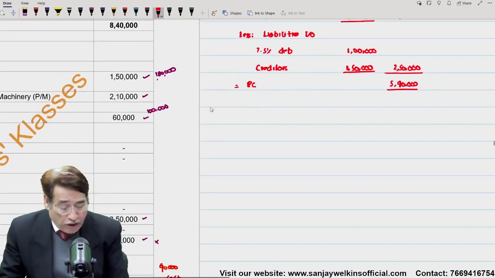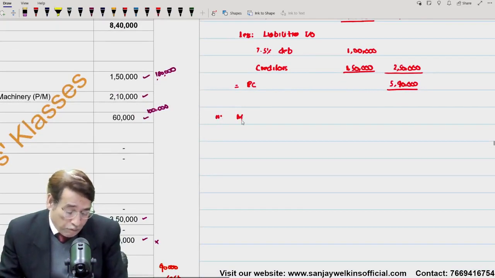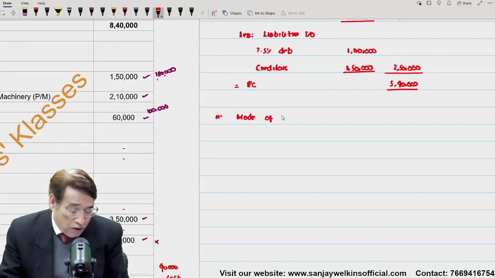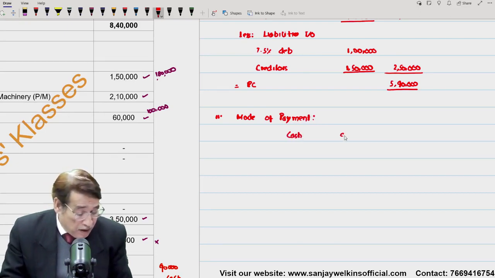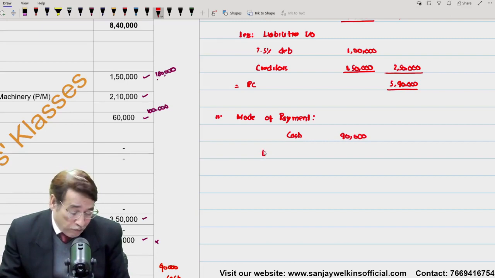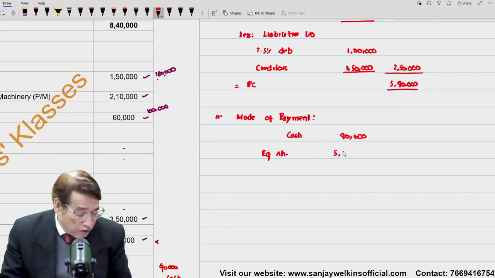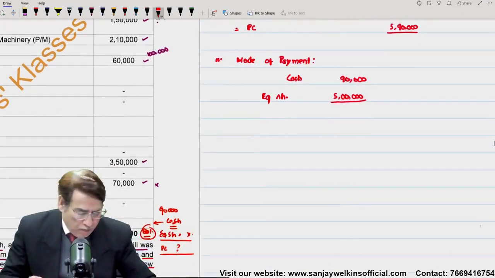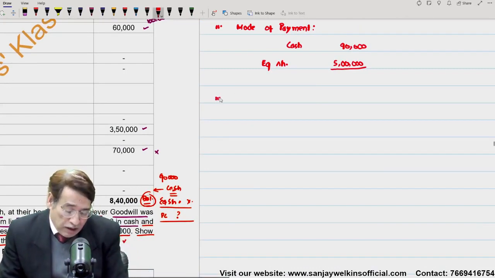Then under the second step, you also take into account the mode of payment. Mode of payment means in what mode this purchase consideration shall be discharged by the purchasing company. As far as mode of payment is concerned, we have already seen that the purchasing company has agreed to provide 90,000 rupees in cash. And it was written in the question, balance by way of equity shares. So what will be the balance? The balance will be 5 lakh, so equity shares, 5 lakh. So 5,90,000 will be our purchase consideration, and this is how it shall be discharged. Is it clear to you or not? Up to this point, you should not confront any problem, because these are initial stages. Now I will prepare the ledger in the books of the vendor.